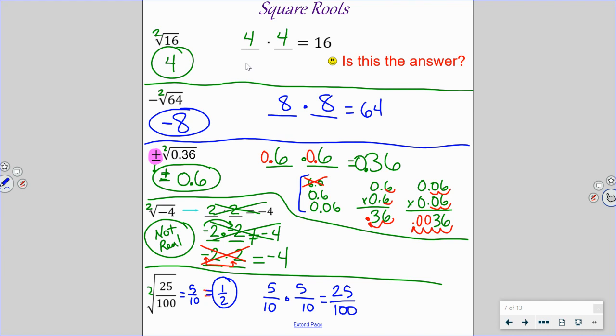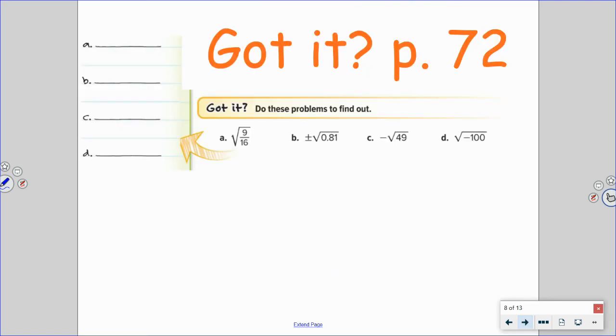The other thing that you can always do, ladies and gents, anytime you have a root with a fraction inside, please feel free to rewrite it with the radical sign both in the numerator and the denominator. And then all you've got to do is look at it piece by piece. Square root of 25 is 5, square root of 100 is 10, and of course, 5 tenths reduces. You'll get the same answer, won't you? So we'll talk more about that in a moment. If you wish, pause your video, page 72, do the got it problems, writing your answers off to the side, and come on back when you're ready. Pause the video now and come back.